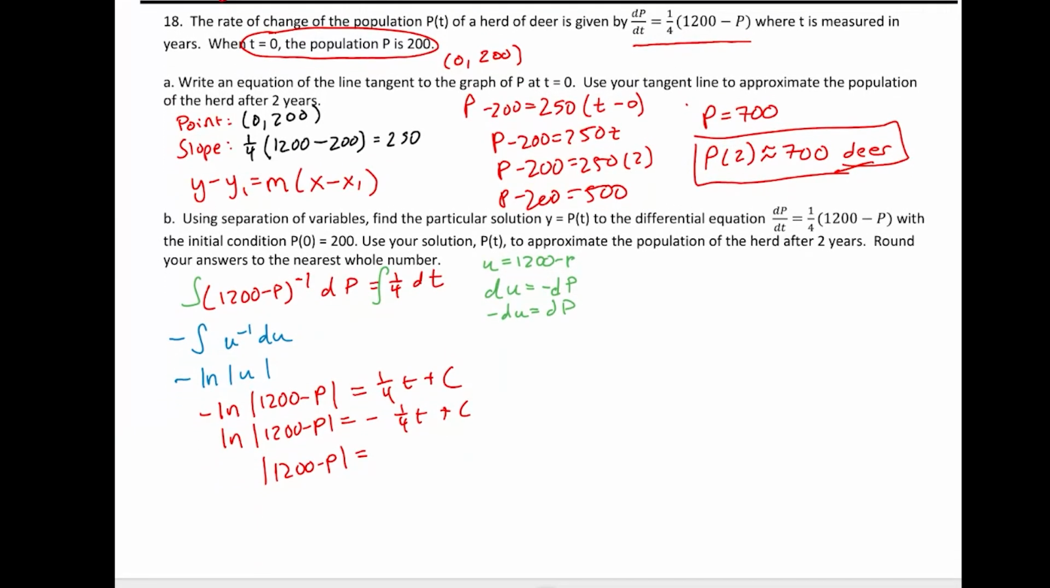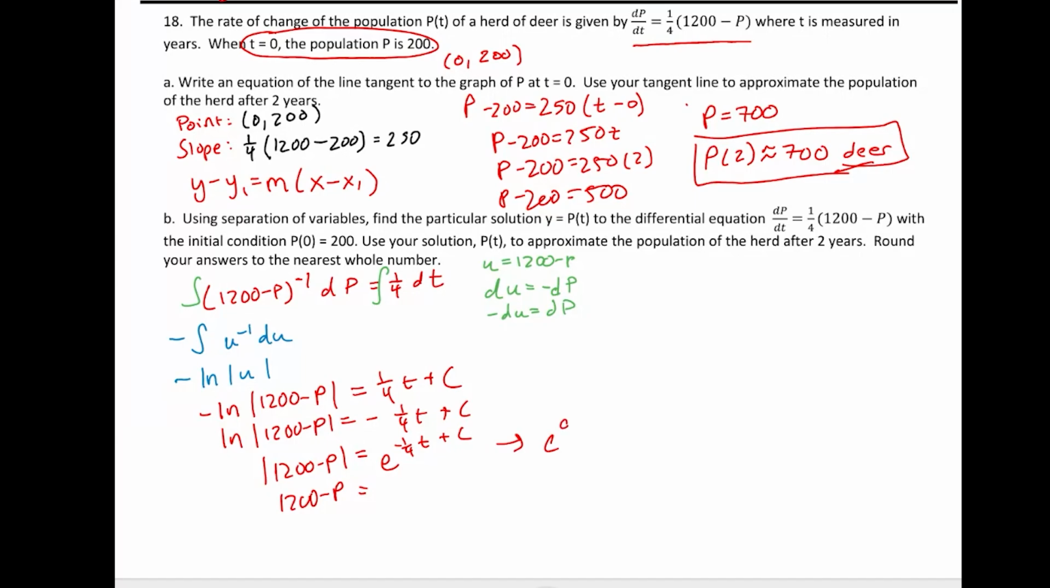equals, let's see here, e to the negative 1/4 t plus c. Now on the left-hand side, I can go ahead and drop those absolute value bars. The population is going to be positive here. So I know this is going to be positive. So I've got 1200 minus p equals, and I'm going to rewrite this right-hand side.